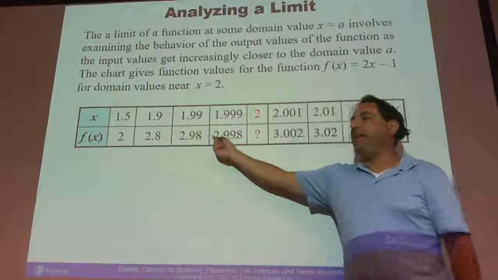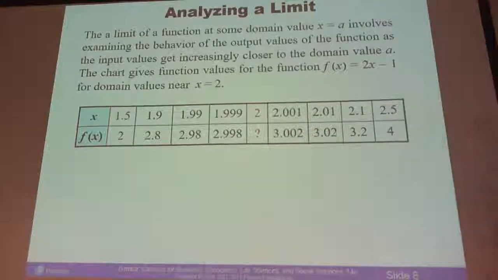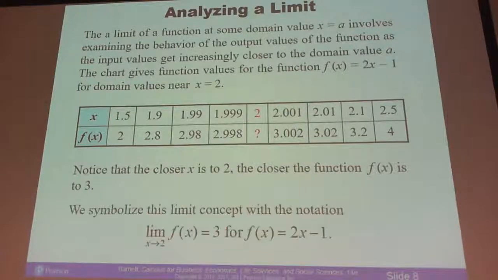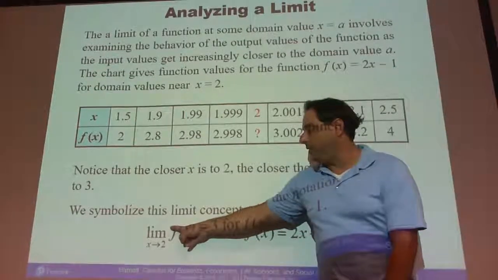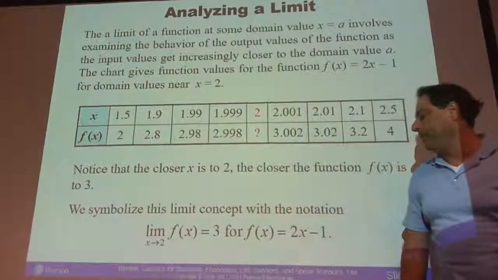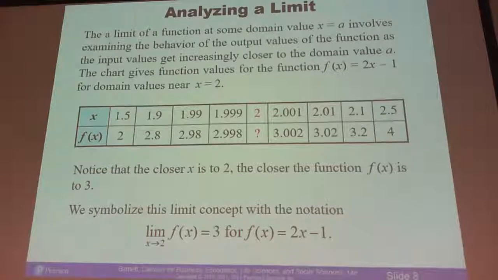As we come from the left, it approaches 3. As we come from the right, it approaches 3. It's approaching a certain number. That's what the limit is saying. Okay? And we already know the answer is 3 because I can plug it in. But we can now say, this is the technical stuff, the limit as x approaches 2 gives me an answer of 3. And if you plug in 2, you get the answer. Okay? That's the idea of a limit.